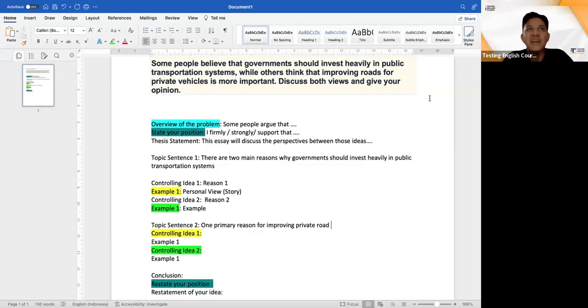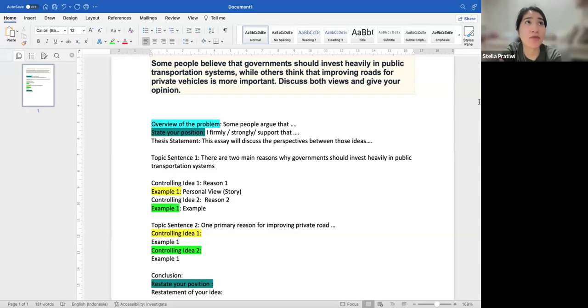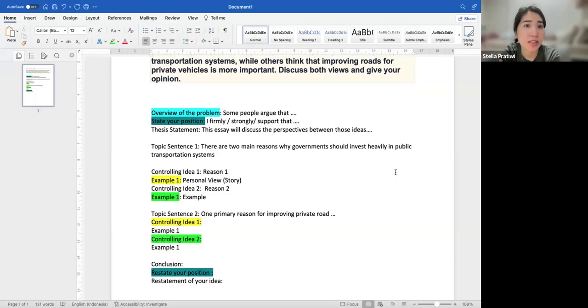At the end you say, but I'm more on not really supporting it, but how do I say this? You have to discuss both of them. Maybe we can say that the government can invest in improving roads for private vehicles as well, because it will be beneficial for a lot of people, since in Jakarta one family can have more than two cars. So it will be beneficial for the society as well.